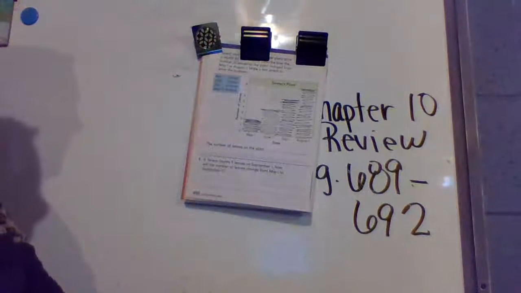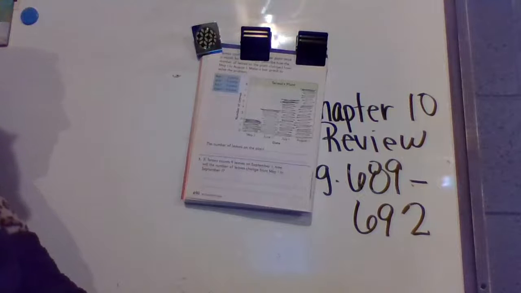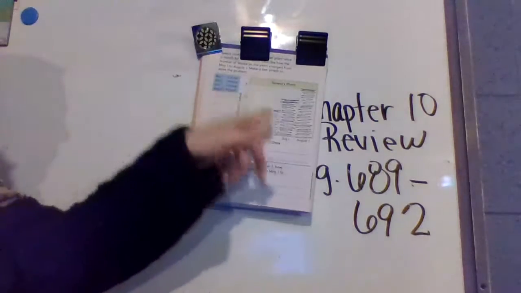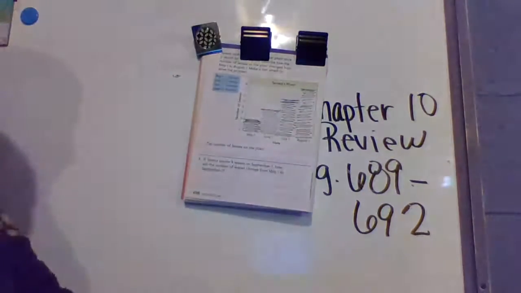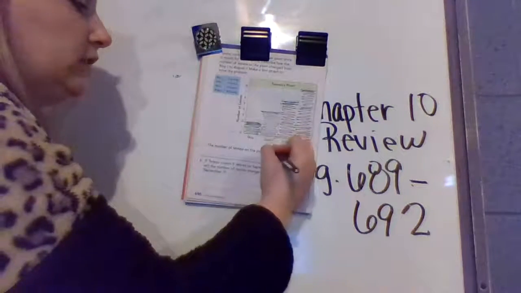And it says the number of leaves on the plant. Did they increase? Did they decrease from May to August 1st? So look at the graph. It went from 2 to 4 to 6 to 8. So would we say that increased or went up, or it decreased, it went down? Good. They increased.